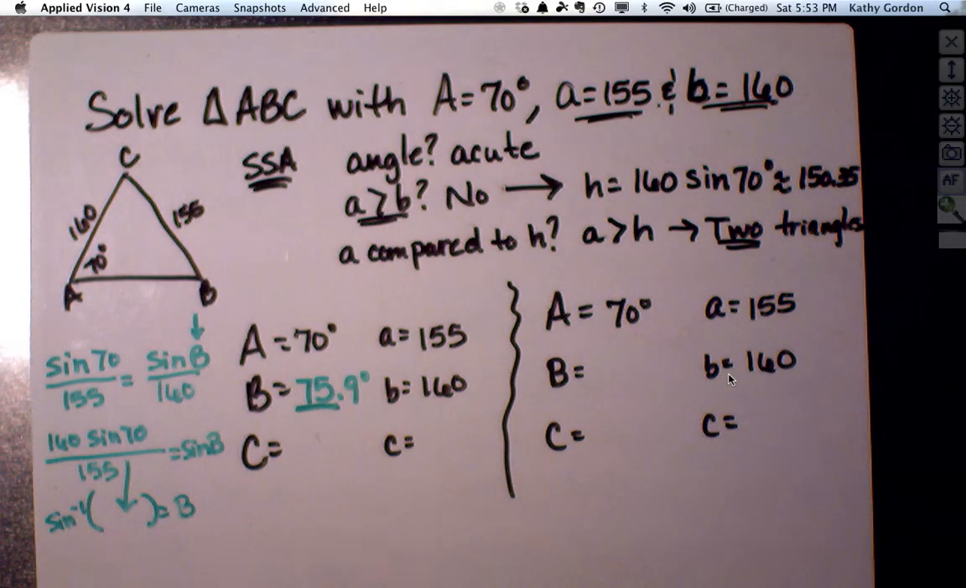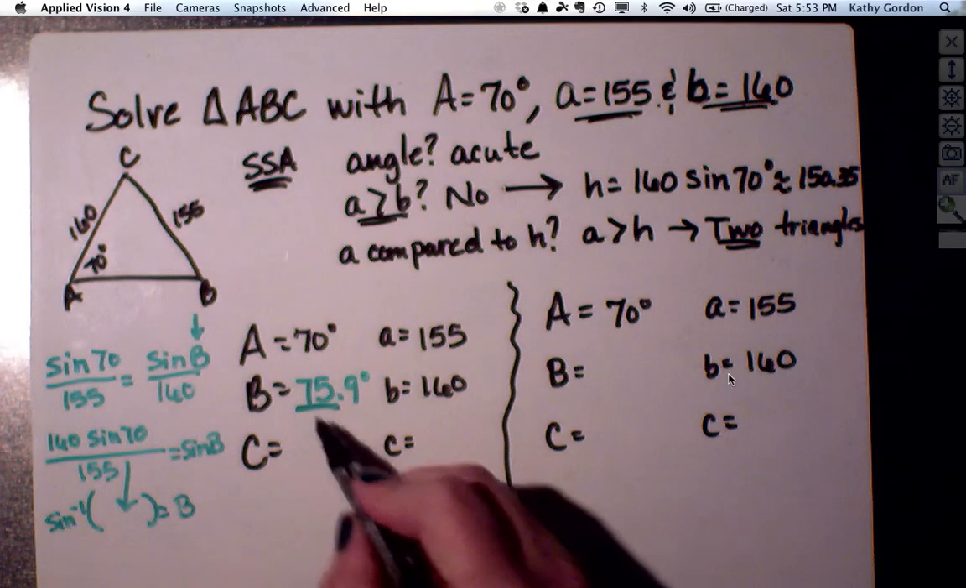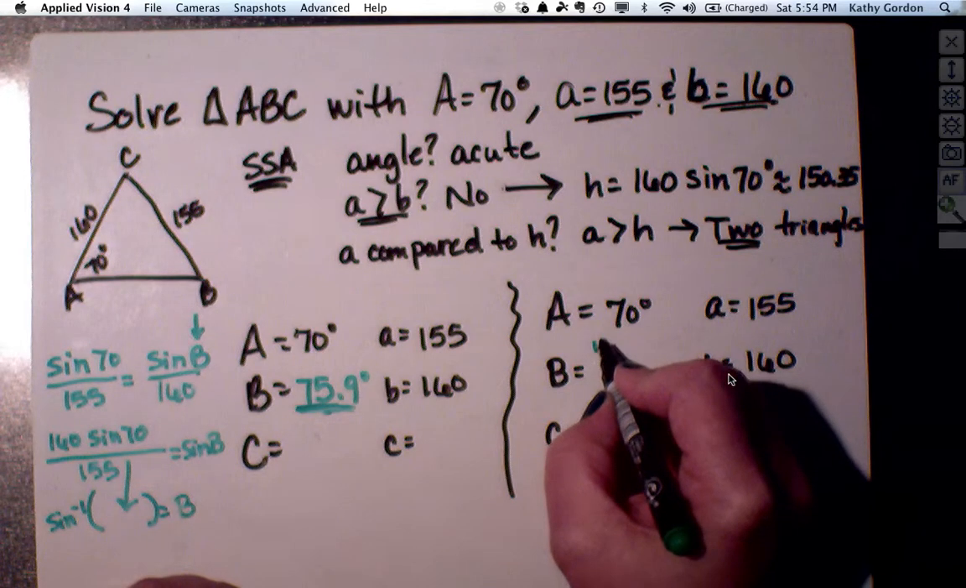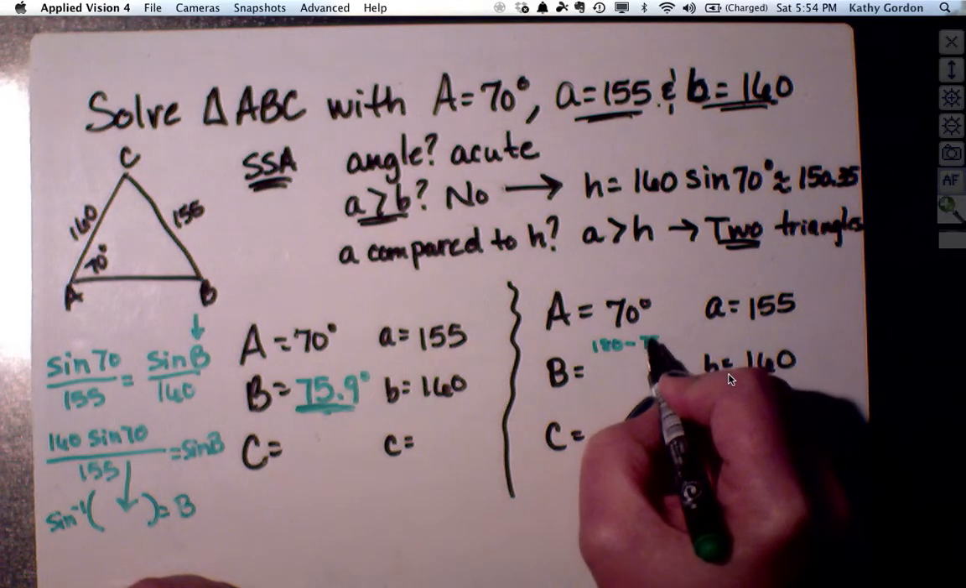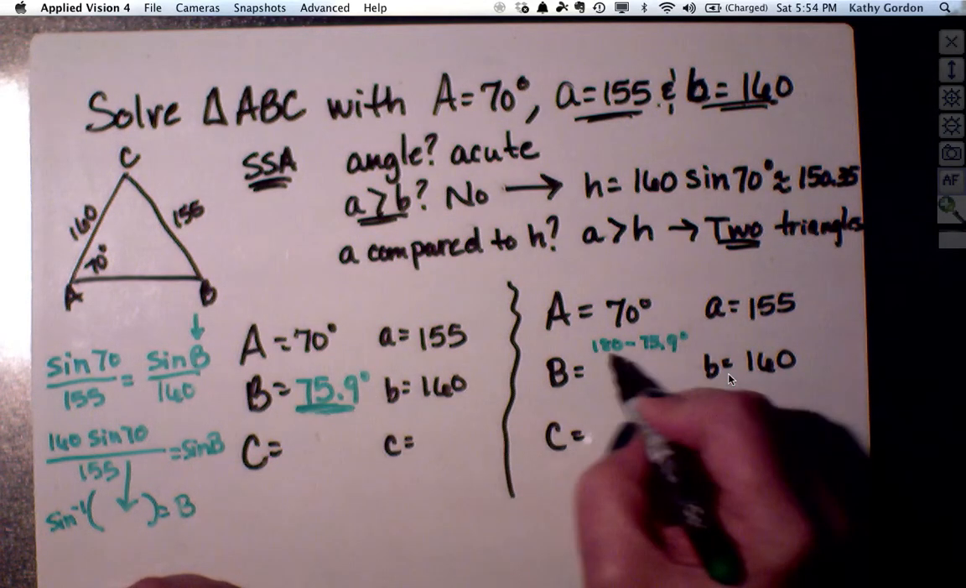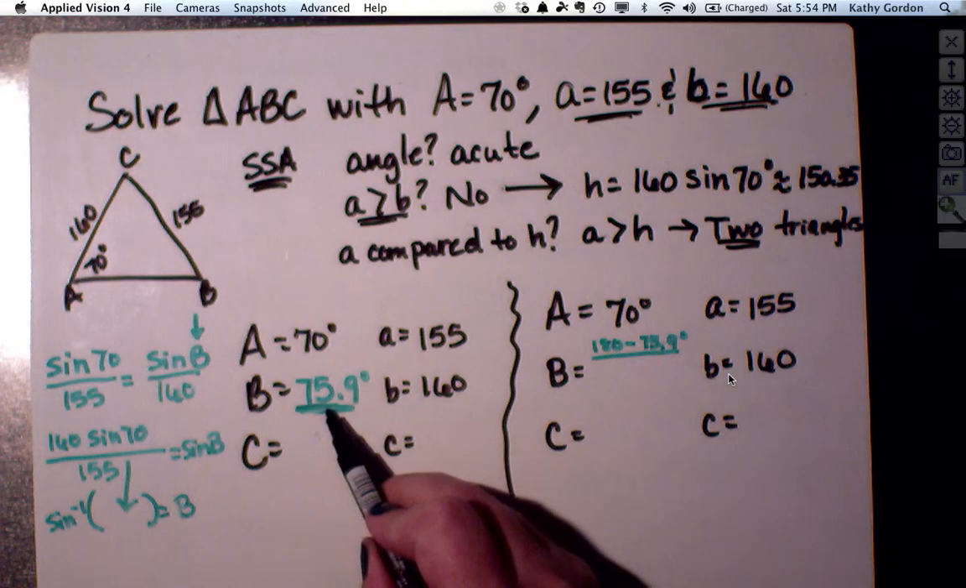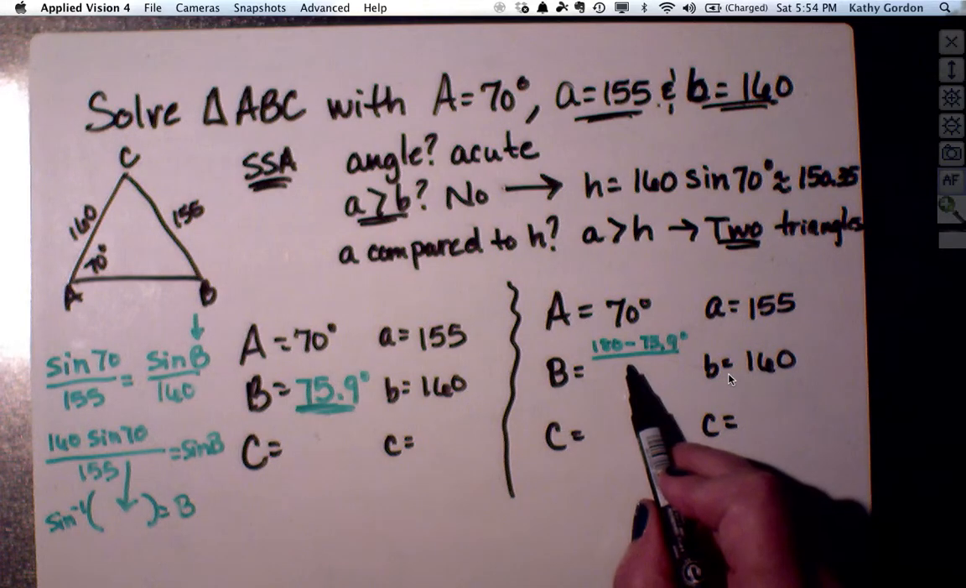Okay? Now, here's where I have to consider my second triangle. Because if you remember in our previous video, when I have the two possibilities, in one possibility, angle B is acute, and that's what we've just found here, 75.9. In the other possibility, my angle B is obtuse. And so in order to find angle B here, I need to take the 180 minus the 75.9 degrees that I just found, because I need the supplement for this angle B. So here's going to be the 75.9, which is what the calculator gives me, and we know from last chapter that the calculator can only give me one answer.